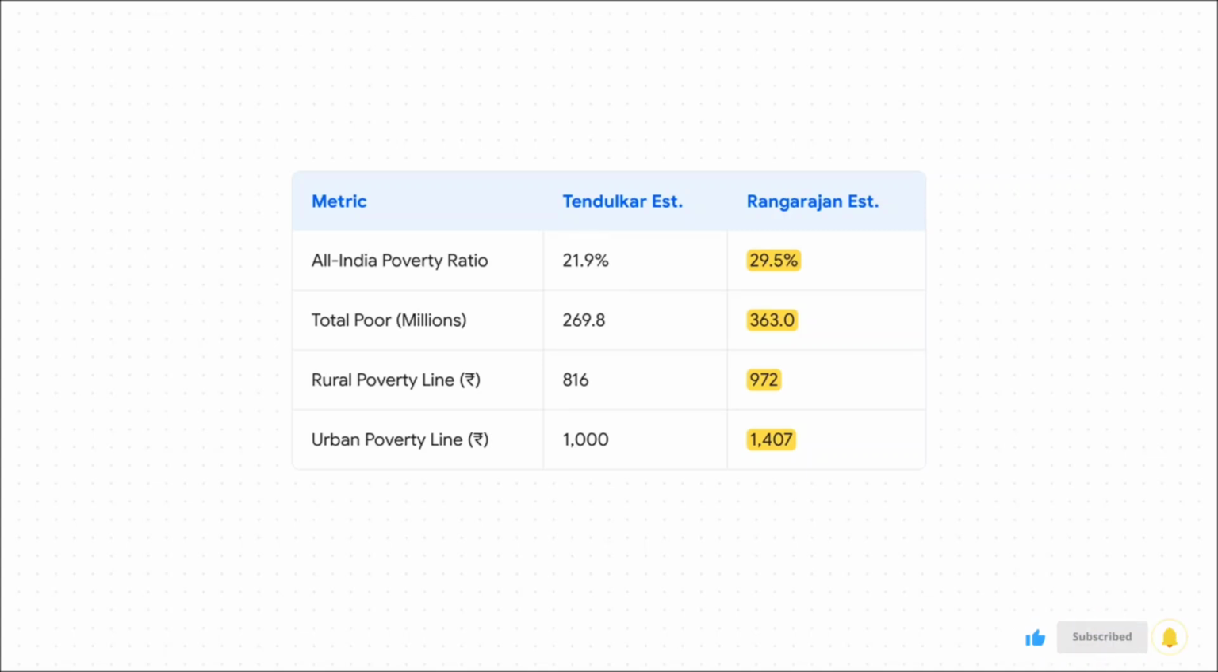This comparison table, well, it puts everything in stark relief. Just look at the differences. The Rangarajan lines are significantly higher than Tendulkar's for both rural and urban areas. And here's the bottom line. The all-India poverty ratio jumps from Tendulkar's 21.9% all the way up to 29.5%. That means nearly 93 million more people were now officially counted as poor under this new methodology.